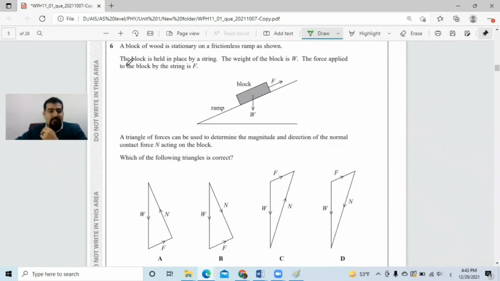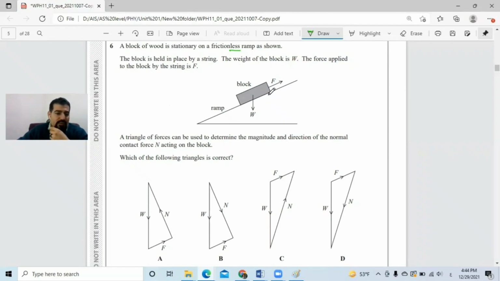Question number 6. A block of wood is stationary on a frictionless ramp as shown. Thank you for reminding me that it's a frictionless ramp. The block is held in place by a spring. There's a force of the spring upwards in this direction. The weight of the block is W. The force applied by the spring is F.